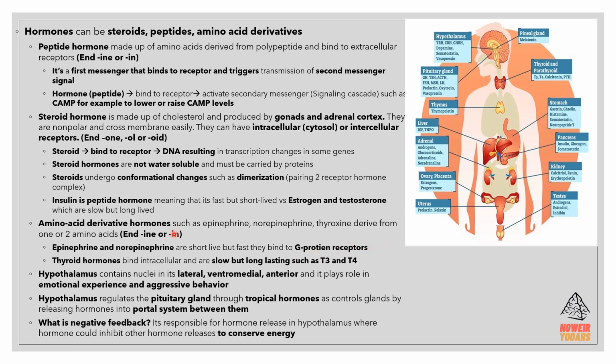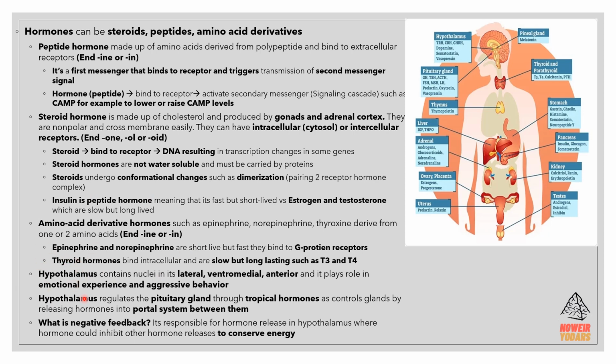So with peptide hormones and amino acid derivative hormones, they both have a lot of amino acids from polypeptides. They're both short-lived and they end in INE or IN. Thyroid hormones bind intracellularly and are slow, but they're long-lasting, such as T3 and T4. Amino acid derivative hormones also include the slow but long-lasting hormones, such as steroids. So it's kind of, you can say, a mix of both of them. We're going to be going through T3 and T4 later, thyroid hormones.